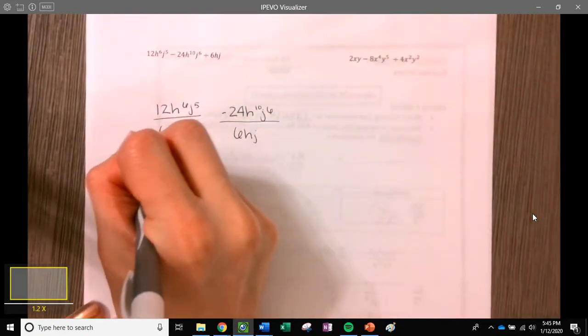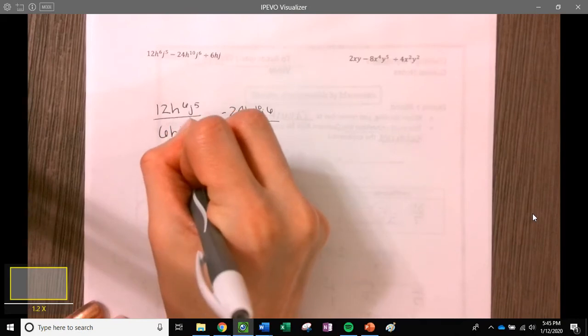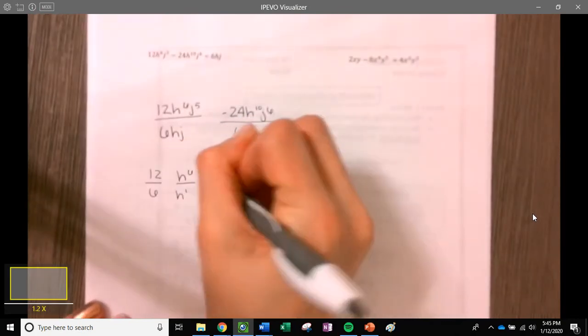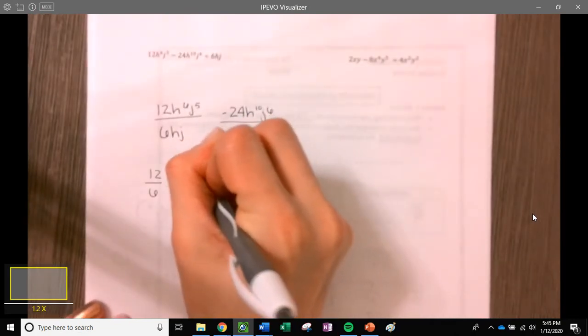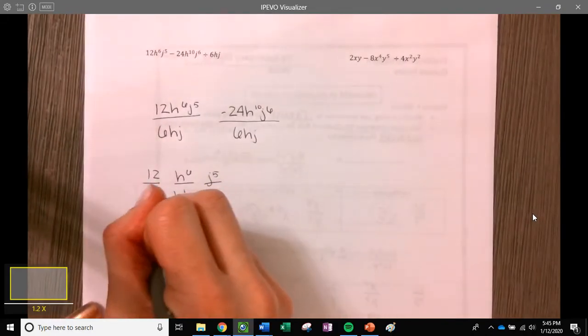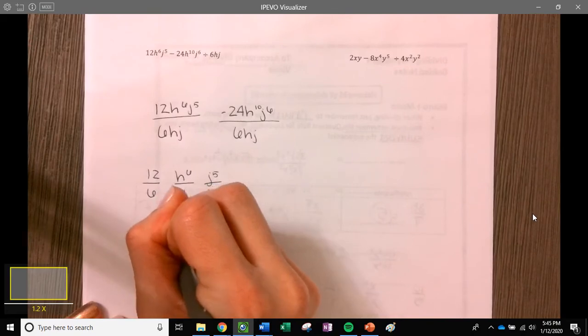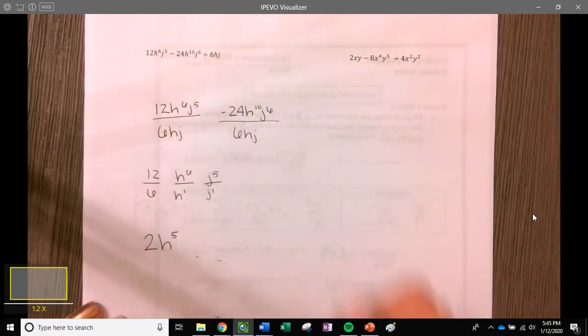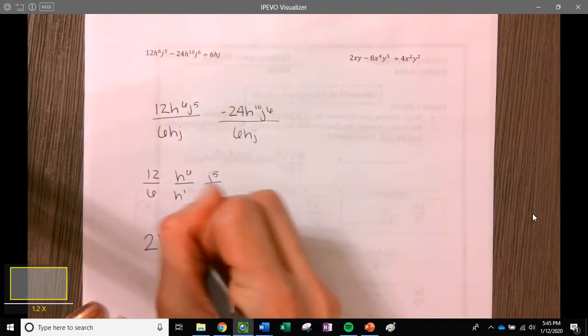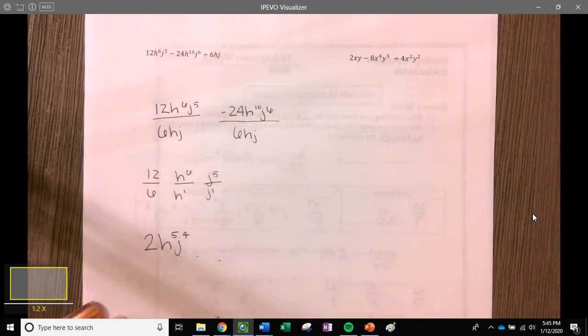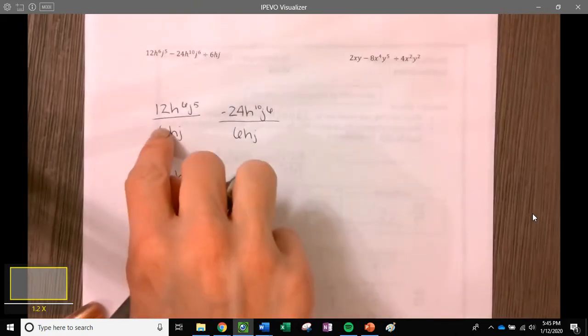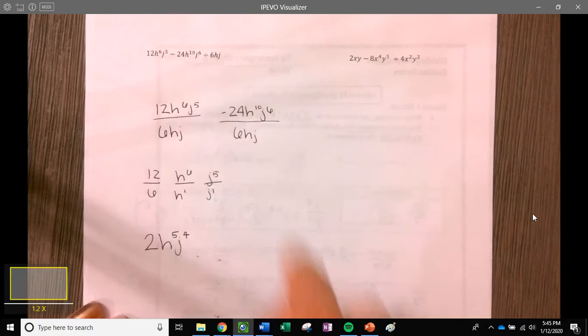So 12 divided by 6, h to the 6th divided by h to the 1st, and j to the 5th divided by j to the 1st. That's going to give me 2 h to the 5th, because 6 minus 1 is 5, j to the 4th. Okay, that's for the first chunk. Now we need to do the second part.